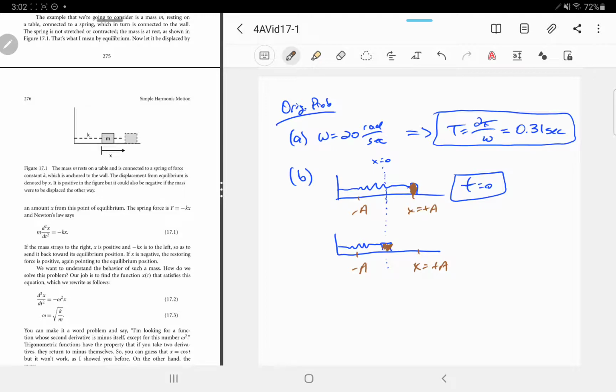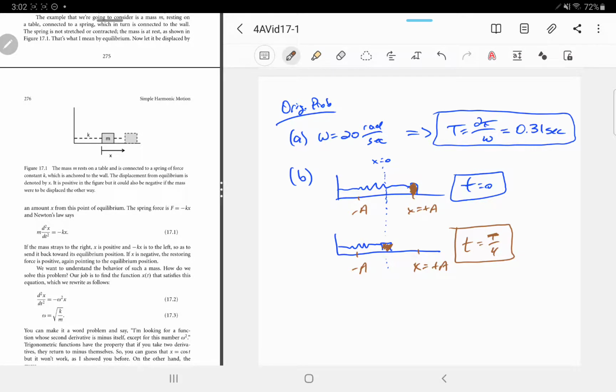If it takes one whole period, capital T, to get from here, here, here, and then back again, how long does it take to get to equilibrium? It's 1/4 of that, right? A fourth of the time to get to equilibrium, a fourth of the time to get to minus a, a fourth of the time to get back. So in this picture, for the block to get to equilibrium takes 1/4 of a period.